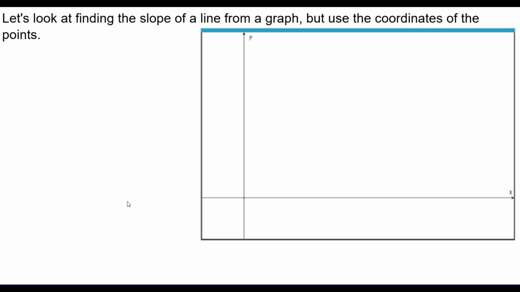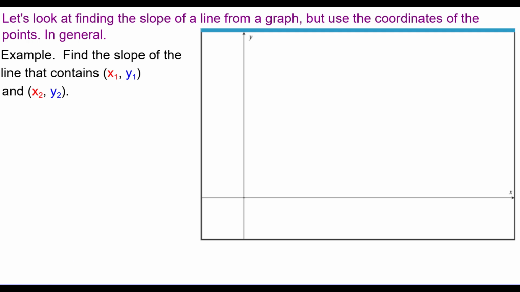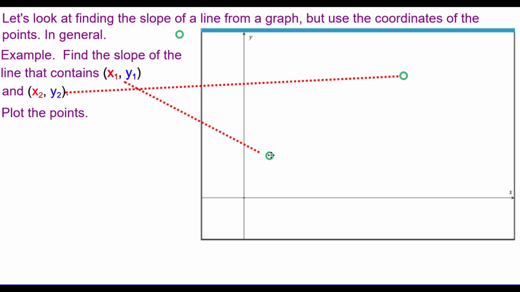Now let's look at finding the slope of a line using the coordinates of a point in general. That is, the coordinates are going to be variables, not specific numbers. So we're going to use x sub 1, y sub 1 for the first point, and x sub 2, y sub 2 for the second point. And we're going to follow the same procedure we just did, but using variables instead of numbers. Plotting the points, let's say that x sub 1, y sub 1 lands here, x sub 2, y sub 2 lands here, just wherever they land.